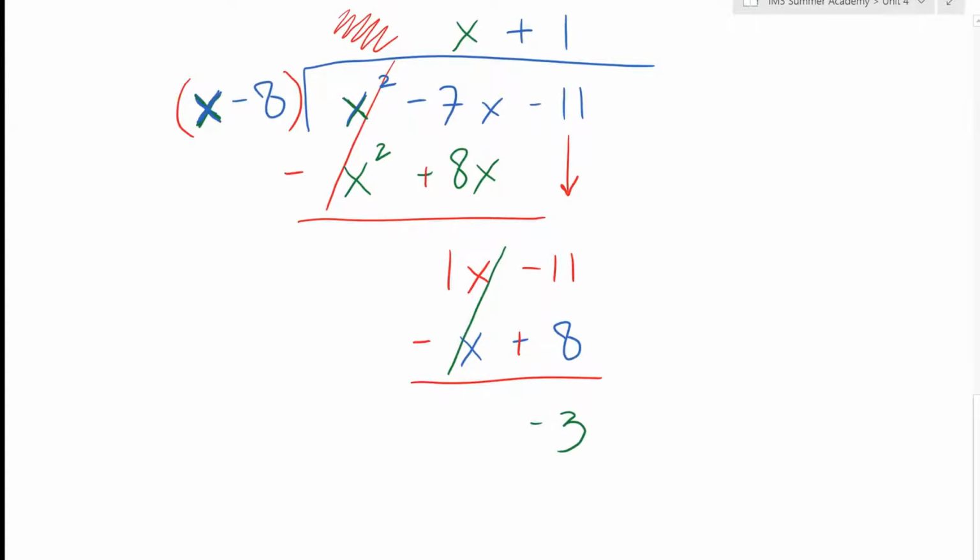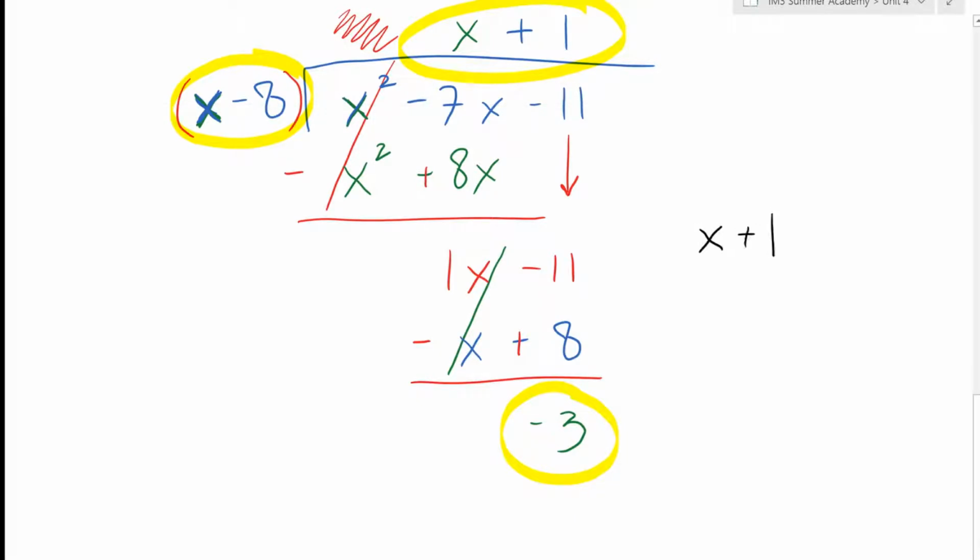So let's see how we write this as an answer. This is the part that divided in nicely. This is the remainder. This was the original. So let's put this all together. So as an answer, we're going to take the part that divided nicely, x plus 1. The other part is negative 3 is my answer. And then on the bottom, as a fraction, x minus 8.